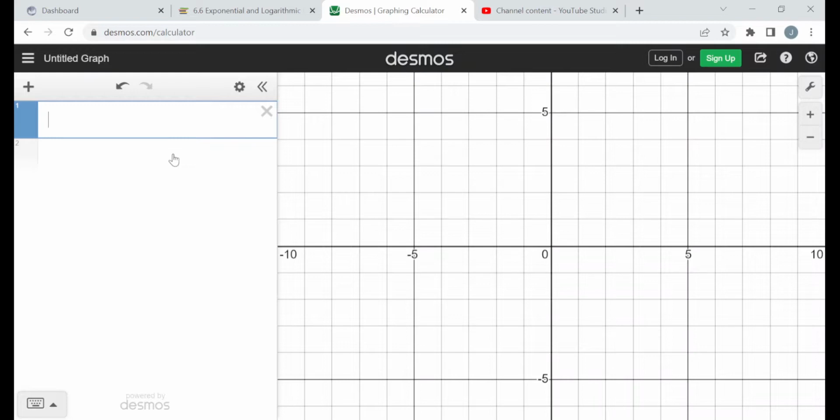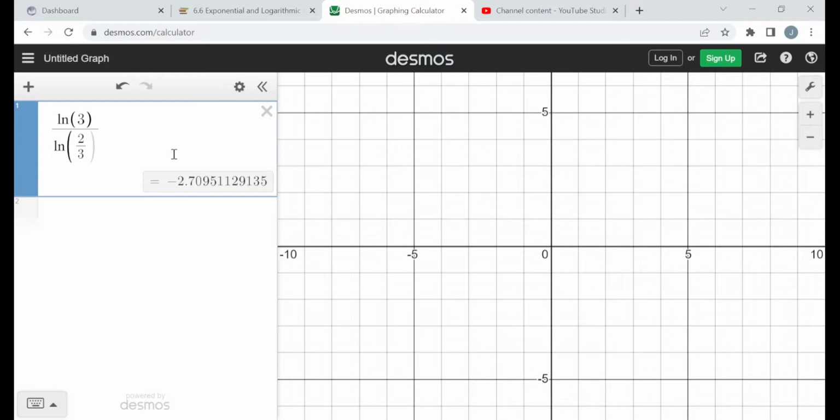So we had the natural log of 3 in the numerator, and the natural log of 2/3 in the denominator. Alright, so that's negative 2.7095, so negative 2.71 if I rounded that to the nearest thousandth. So there's our solution. Alright. And let's test it out.